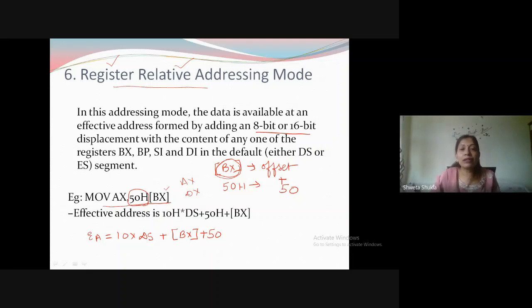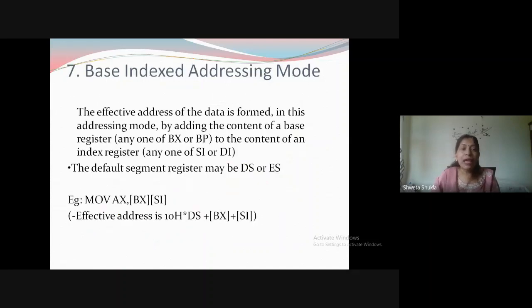So this is called register relative addressing mode, because in this you are adding that relative value, the value which displaces the offset address by that particular number. So for BX, the offset address will be displaced by 50.